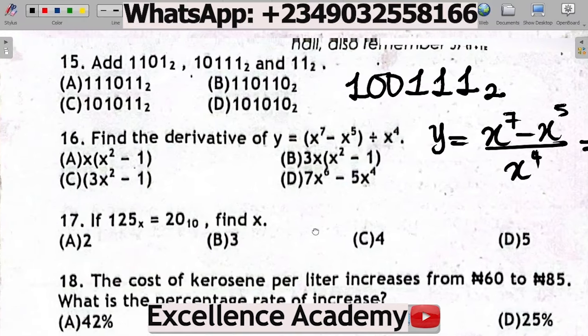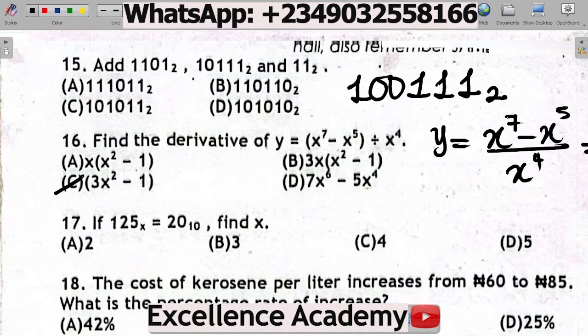3x squared minus 1. That is option C. Option C is the correct answer.